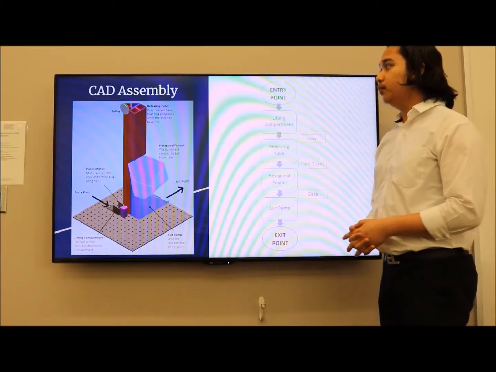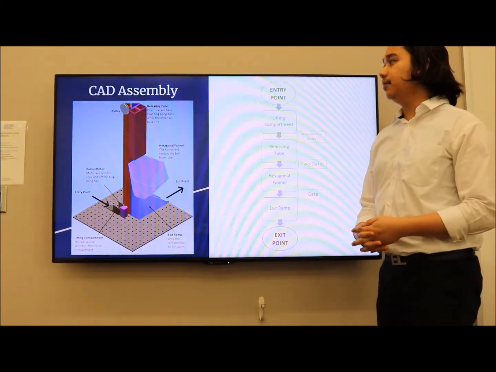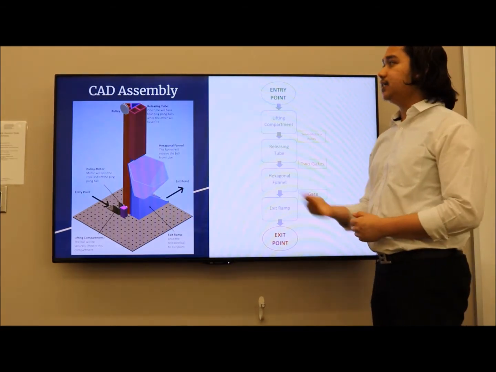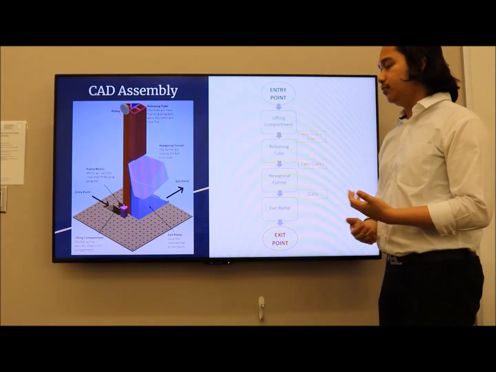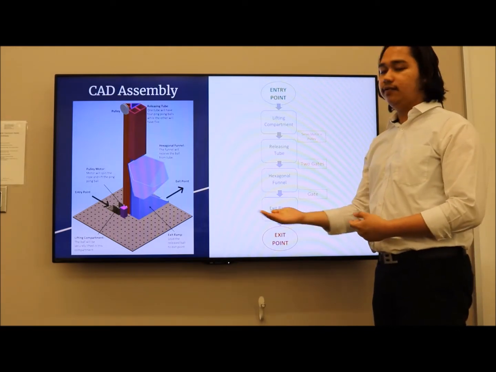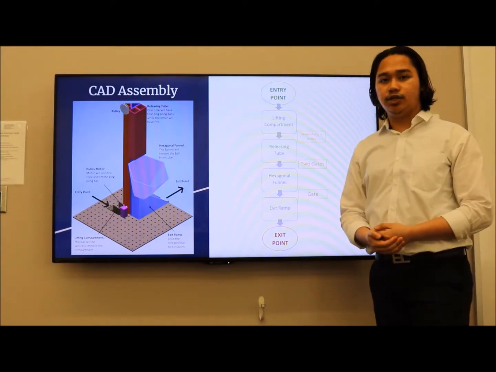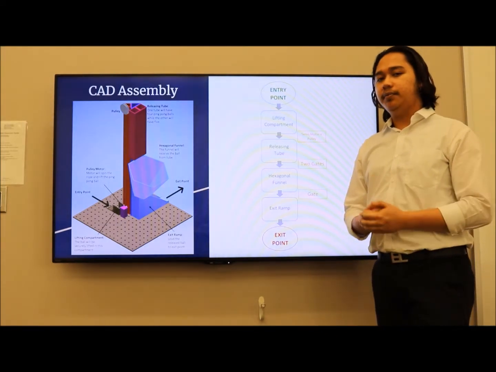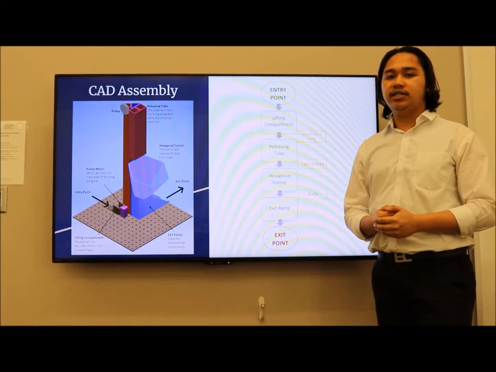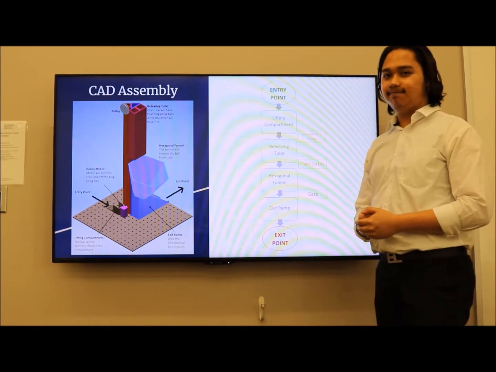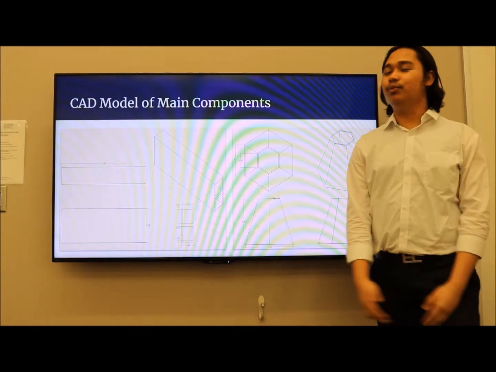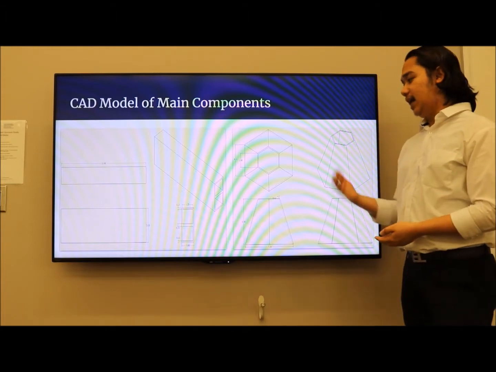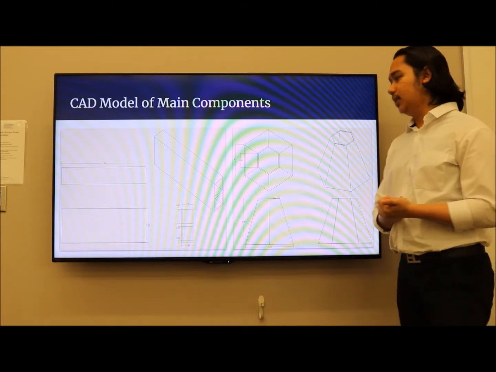Okay, so next we move on to our 3D CAD model section. As you can see over here, this figure is the CAD assembly of our BRG project. This figure is basically a visual representation of the flow for our BRG, and the flow for the BRG was mentioned previously in the product architecture section. Next, we move on to the CAD model of our main components. There are 3 main components, which are the funnel, tube, and the exit ramp.